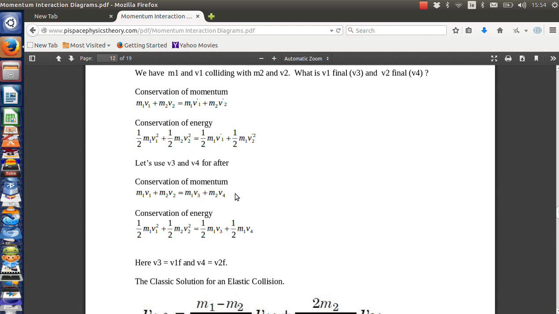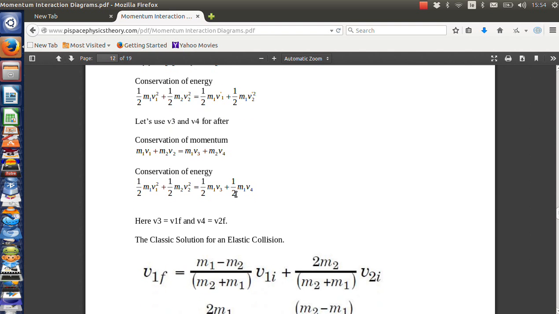In a lot of cases, some people use a dash. They might say v1 and then v1 dash for after, and v2 dash for after, or v1 and then v1 final for after, and so on. I'm just using v3 and v4 as the after values. It doesn't change the calculation, but it's just the notation I use.